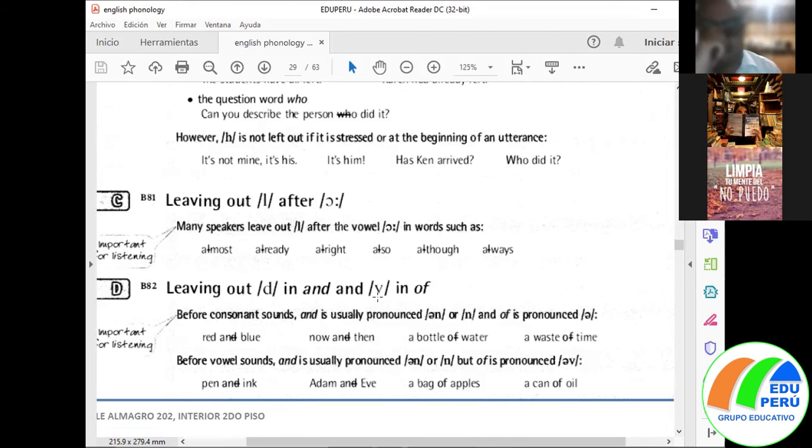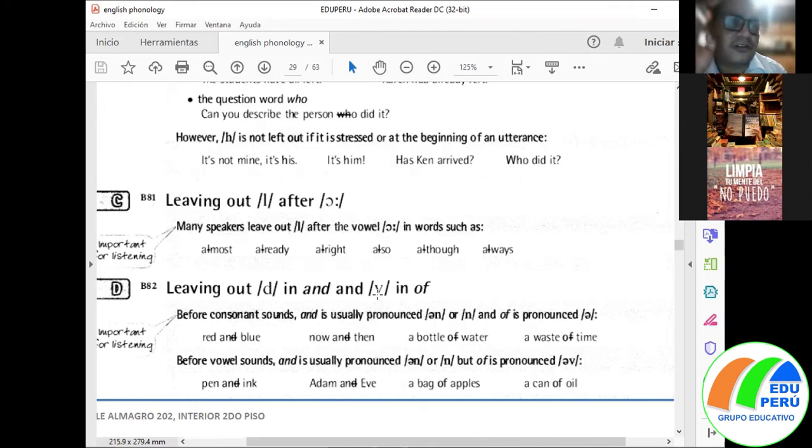Remember, this is elision. Leaving out l after o. Many speakers leave out l after the vowel o in words such as, first slowly, "almost." You just say the sound o. Now, fluent: "almost." "Already," this is the slow way. Fluent: "already." "All right." Now, fluent: "all right."